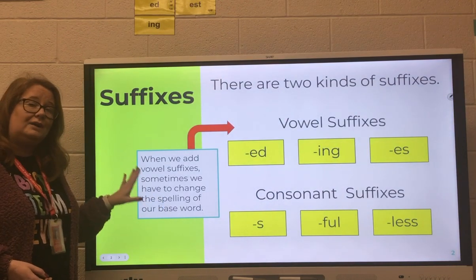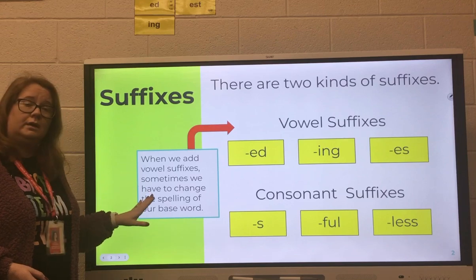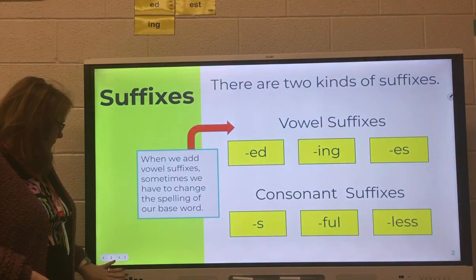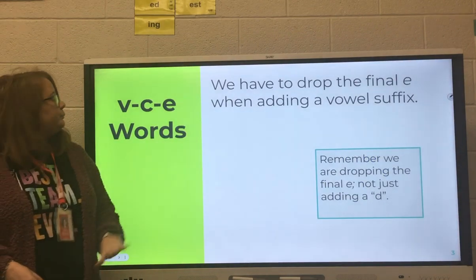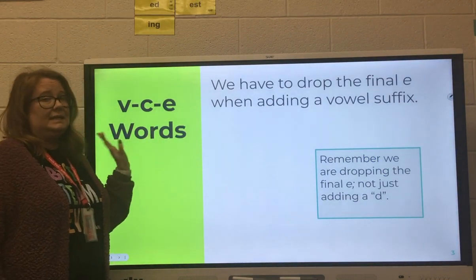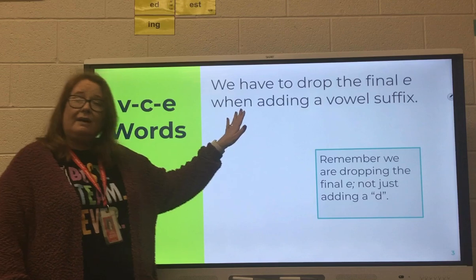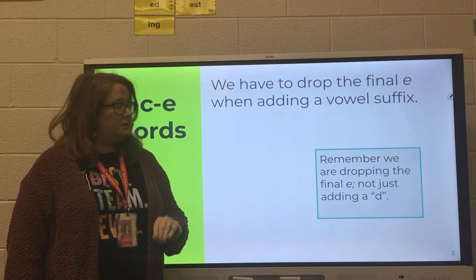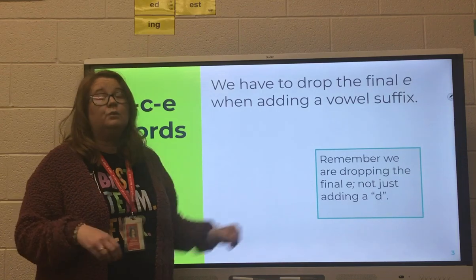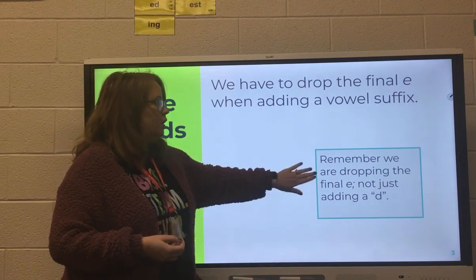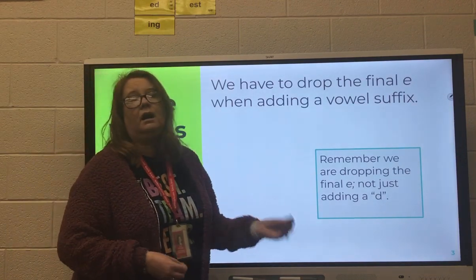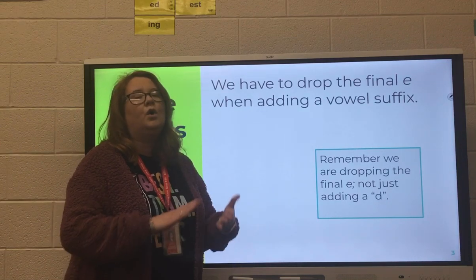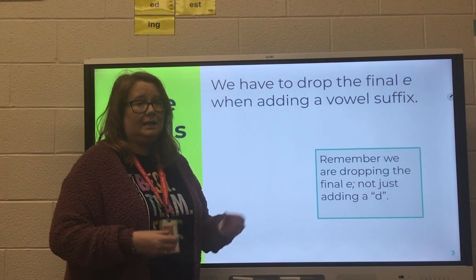When we add vowel suffixes to a base word, sometimes we have to change the spelling of that base word. So, if we're talking about VCE, vowel-consonant-e words, we have to drop the final E when we're adding a vowel suffix. I want you to remember that. We're dropping the final E. We aren't just adding a D when we're adding ED to make it past tense. We're dropping the final E of our base word.